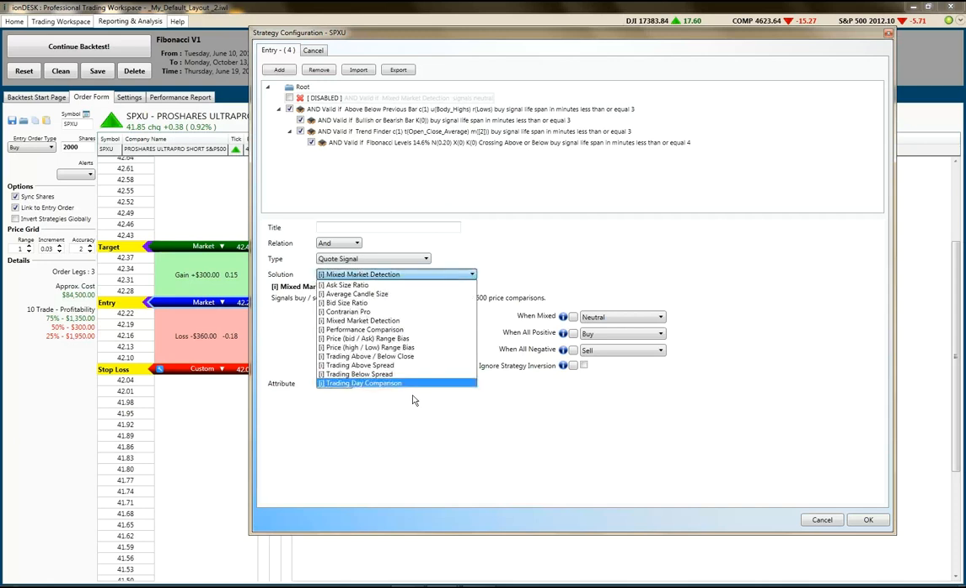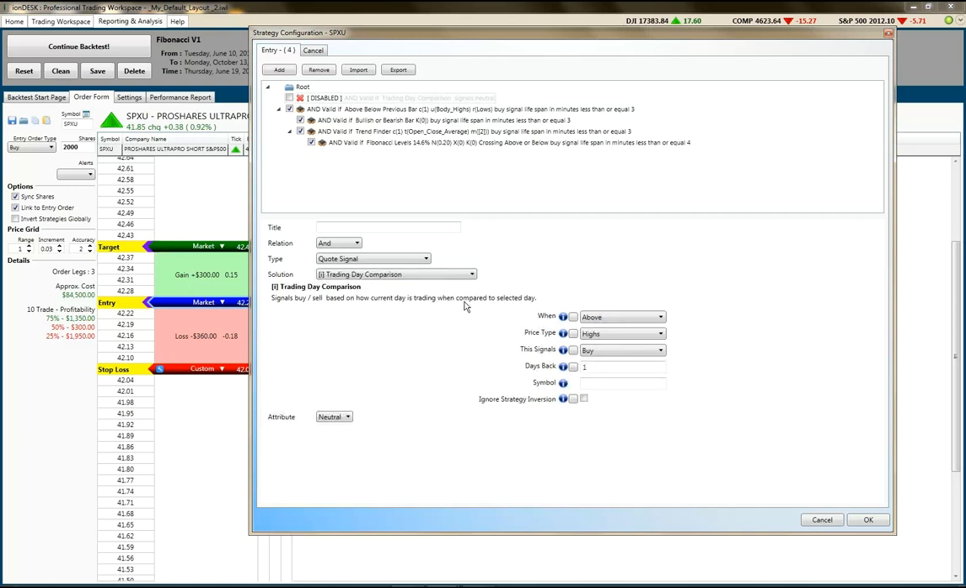We don't have, let's see, what is this, trading day comparison? We've built so many things in here. Okay, so this particular signal emits buy and sell signals based on how the current date is trading when compared to a selected day. So if you can imagine how you can compare one day to another day. There's a lot of different things that we have in here, simple things that you can construct to basically turn your idea into a strategy.